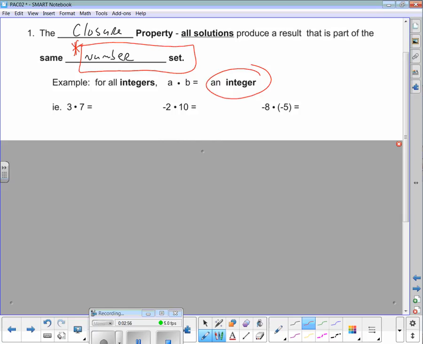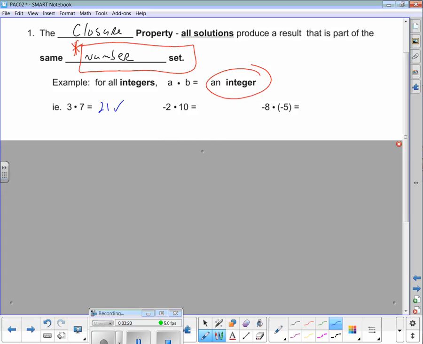So you might find 3 examples, they all work, and say, oh yeah, it's closed. Well, maybe you didn't think of the example that doesn't work. So closure, you got to be careful. All right, so 3 times 7 is 21. So here's the question. Is 21 an integer, yes or no? So that one worked.